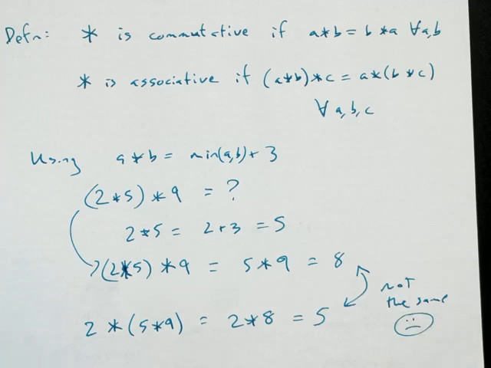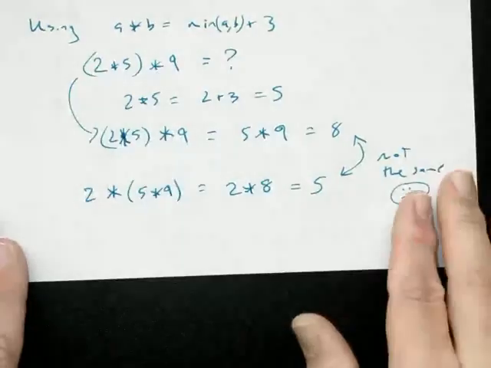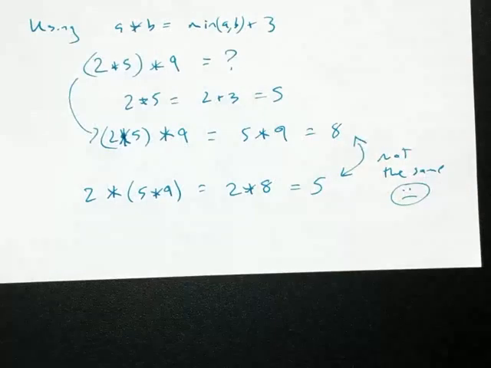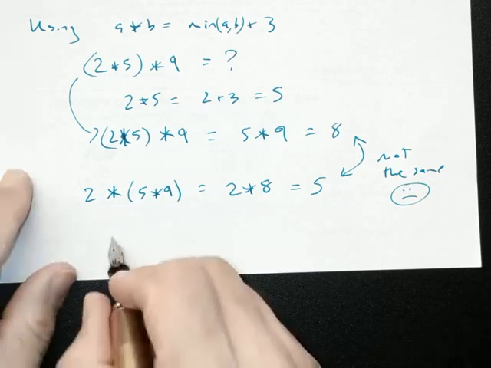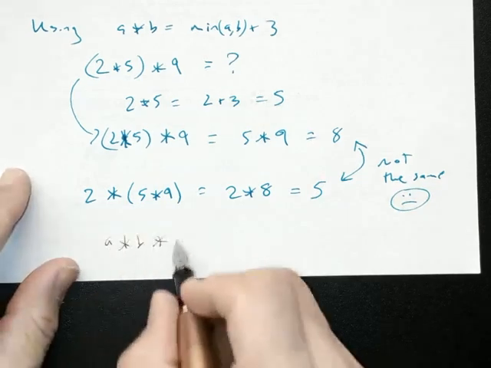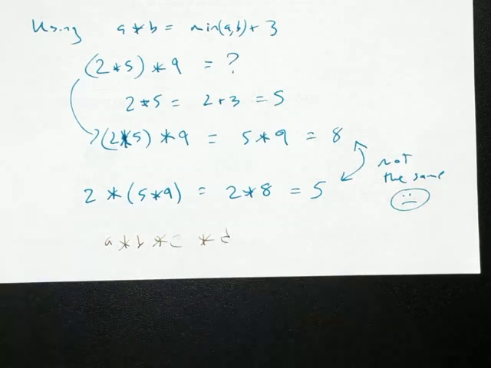I wrote a sad face, but I'm really not all that sad about this. I just need to know what sort of properties my operation has so I can write down expressions that make sense and ignore expressions that don't make sense. If I have a non-associative operation like this one, then writing down the following is a problem, because I don't know which ones to do first.